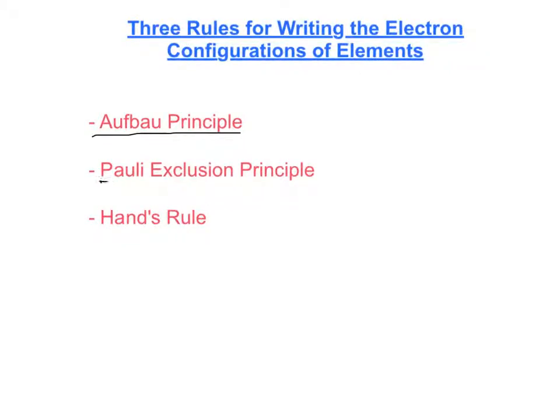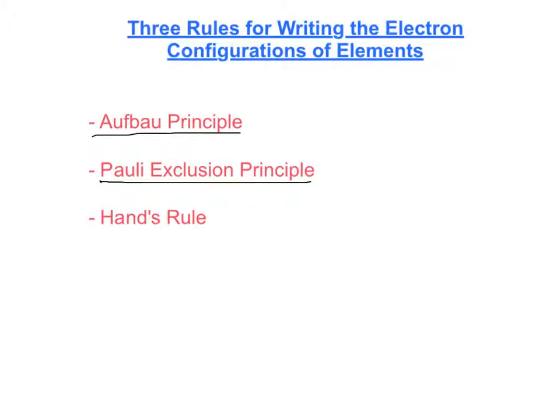Next is the Pauli Exclusion Principle. According to this principle, an atomic orbital may describe at most 2 electrons. For example, either 1 or 2 electrons can occupy an s orbital or a p orbital. To occupy the same orbital, 2 electrons must have opposite spins. Spin is a quantum mechanical property of electrons and may be thought of as clockwise or counterclockwise.